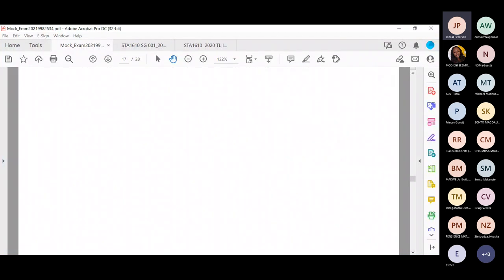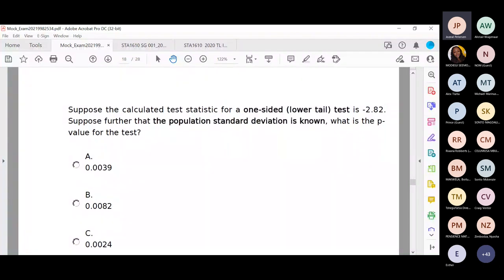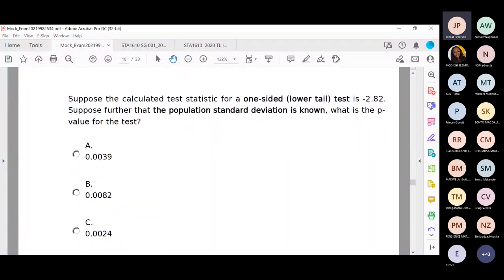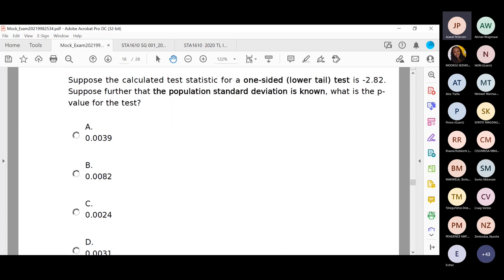Now we are somewhere on the borderline, I think. Now we are in hypothesis testing. Why do I know that we are in hypothesis testing? It's because they mention things like one-sided lower tail. In confidence intervals, we don't talk about one-sided. We talk about upper limit and lower limit. So the minute they mention things like this, you must know that now it's hypothesis testing. With hypothesis testing, we do both two-tail tests or one-tail tests.